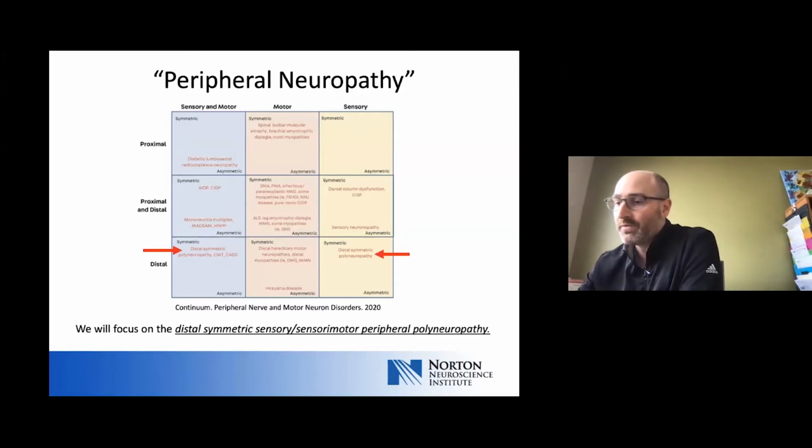So we're going to focus on the type of polyneuropathy everyone here is probably most familiar with. That's the distal symmetric polyneuropathy. This is the pattern of polyneuropathy we would see when one of our diabetic patients comes in and says their feet are numb, for instance.